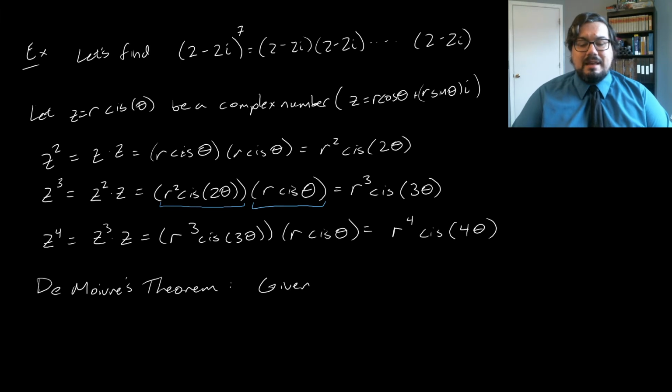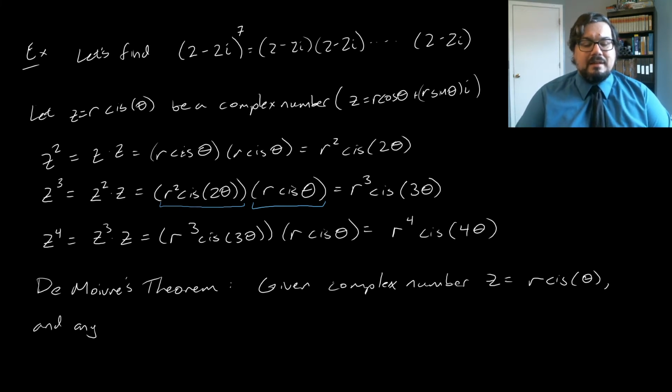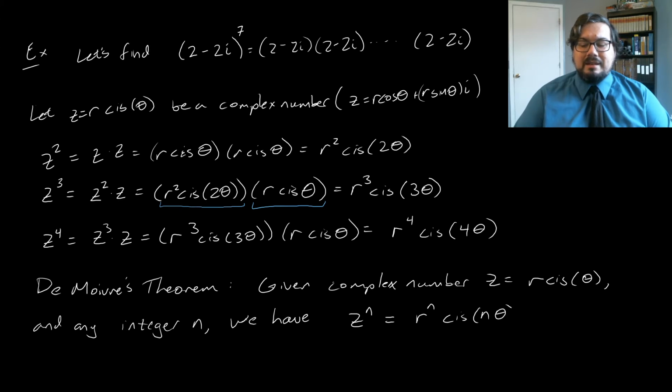De Moivre's theorem says, given a complex number z, written as r CIS theta, and any integer n, we have that z to the n is equal to r to the n CIS n theta, which is r to the n times cosine n theta plus i times sine n theta.